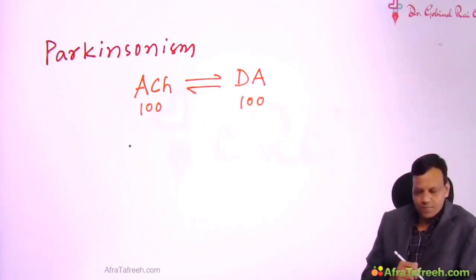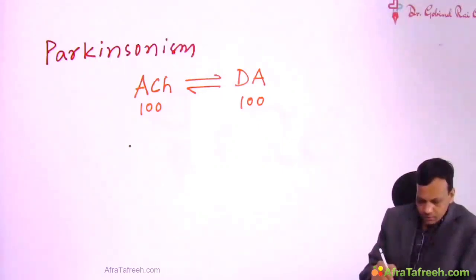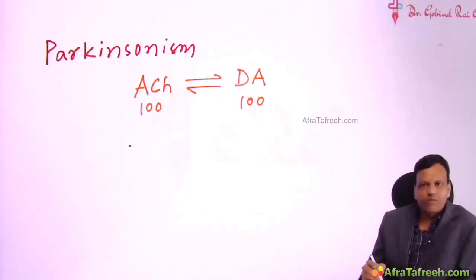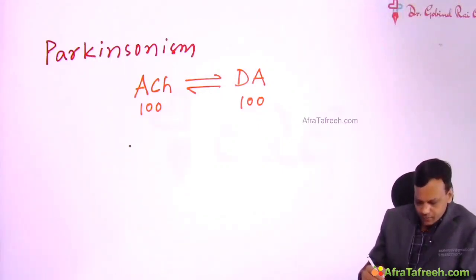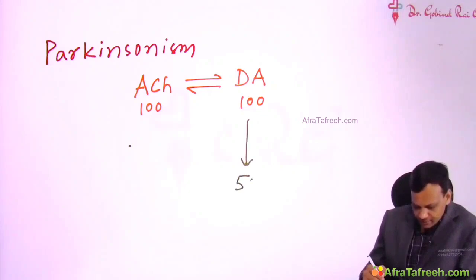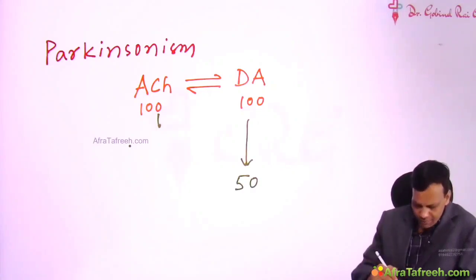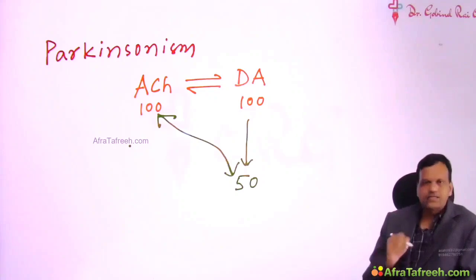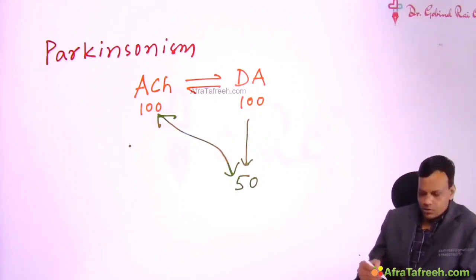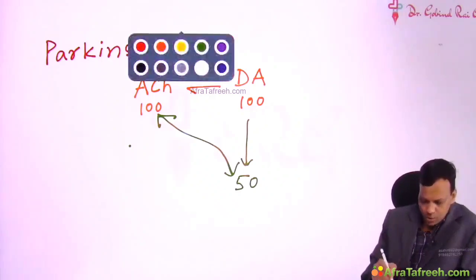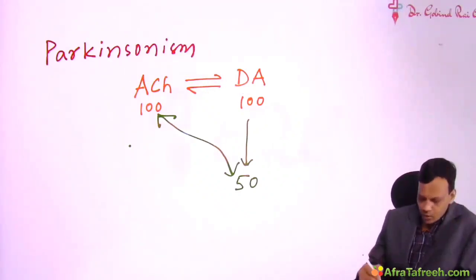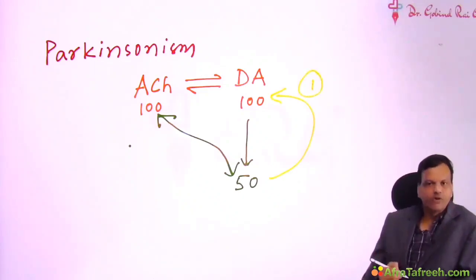This is balanced. In Parkinsonism, there is degeneration of dopaminergic neurons in the basal ganglia. So from 100 they remain 50. This leads to imbalance, and this imbalance is responsible for the symptoms of Parkinsonism. So for treatment of Parkinsonism, we have to restore the balance, which we can do by increasing dopamine. We discussed earlier, we can give levodopa, it will form dopamine, so balance will be restored.